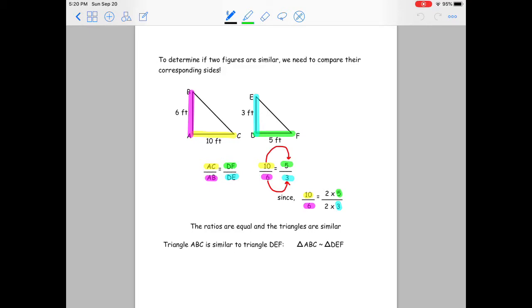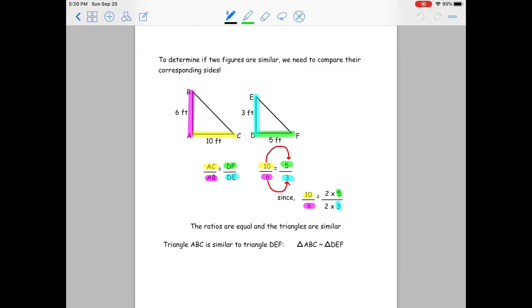So we have triangle ABC and we have triangle DEF. In triangle ABC, we have one side as 6 feet and one side as 10 feet. In triangle DEF, we have one side as 3 feet and one side as 5 feet. And we're trying to determine, are they similar? In order to do that, we have to compare the two.